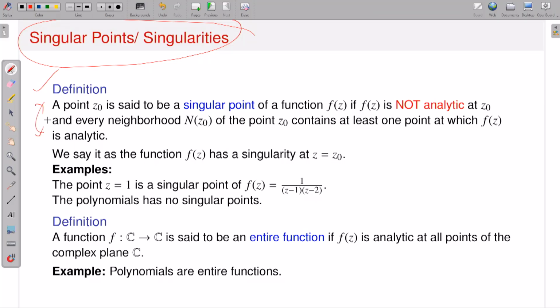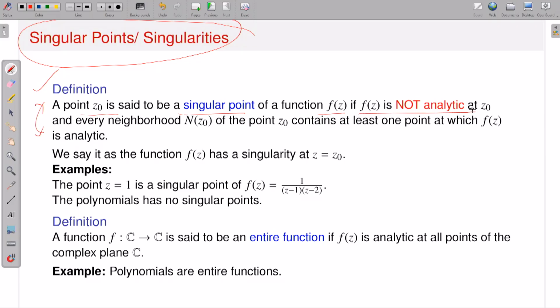Let me say the definition. Of course, if a function is not analytic at a point, that point is a singular point, but there is something more. Look at the definition: a point z0 is said to be a singular point of my function f if f of z is not analytic.